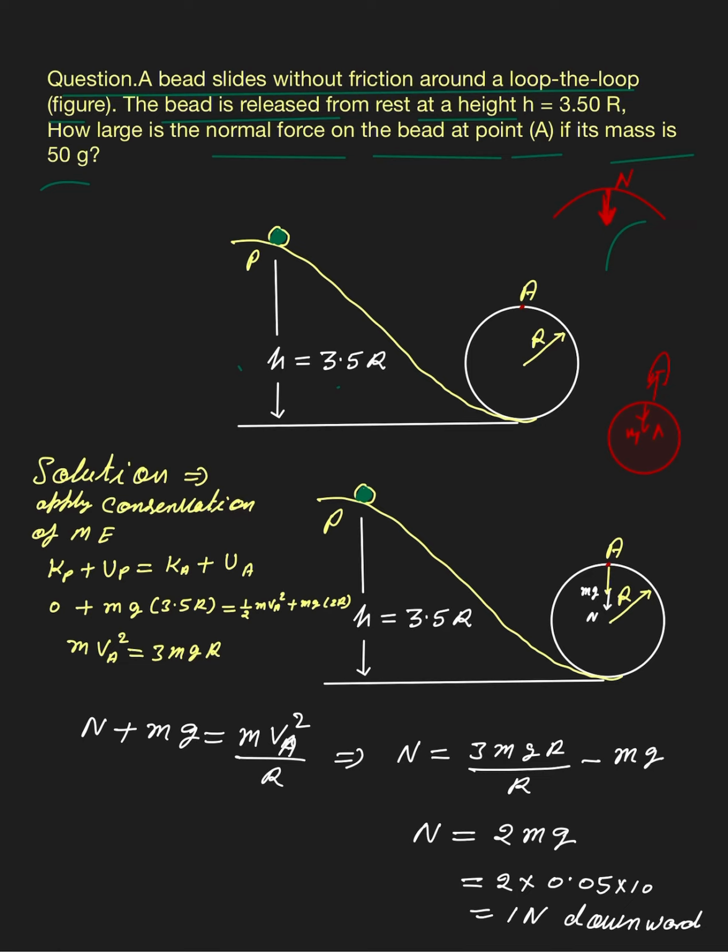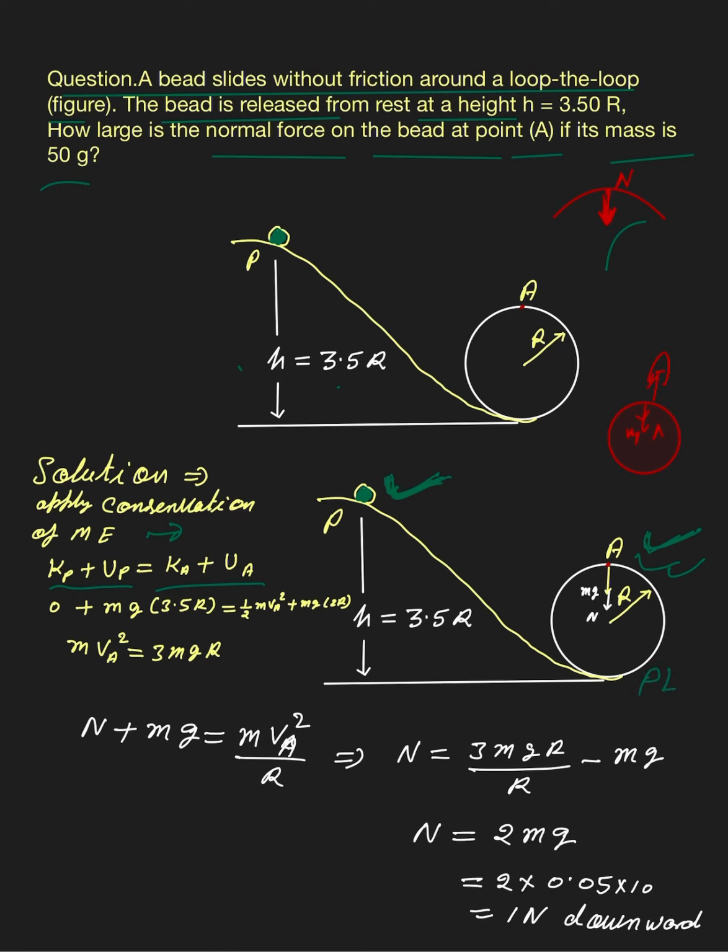I know that we apply conservation of mechanical energy: at point P and at point A. Mechanical energy is always conserved between point P and point A. So you can say the kinetic energy and potential energy at that point are written like that, and the kinetic energy and potential energy at the other point are written like that.